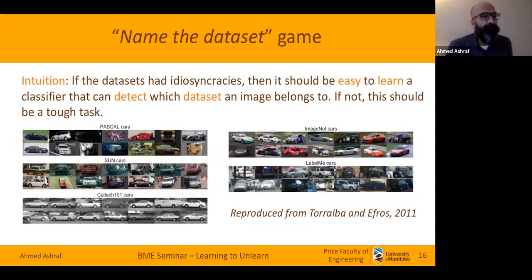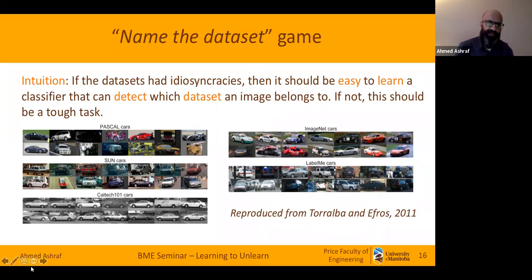And the idea was that if there are differences among data sets, and every data set had, let's say, a signature footprint of itself, then it should be very easy to learn a classifier that would detect the data set membership. So forget about the actual variable of interest that we are trying to predict. Forget about the fact that we are trying to make a car detector or a face detector or whatever. Let's try to learn a classifier that can just detect the dataset membership.